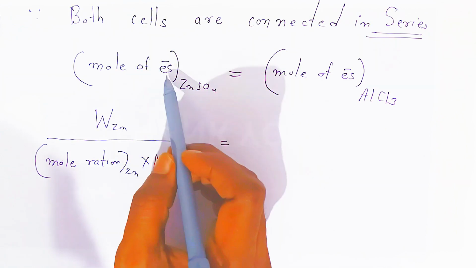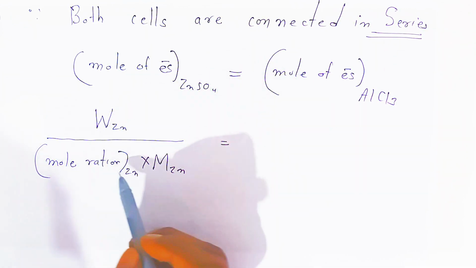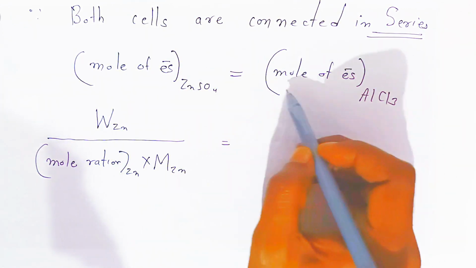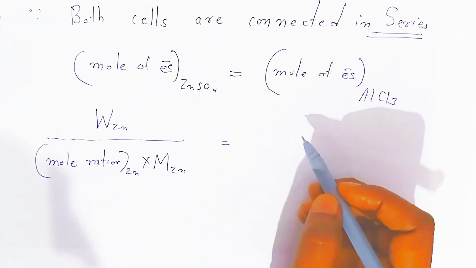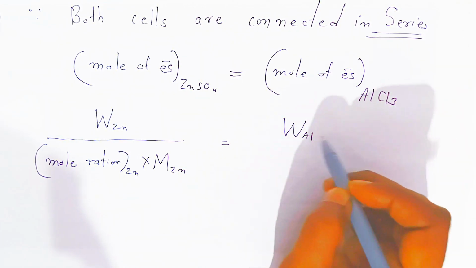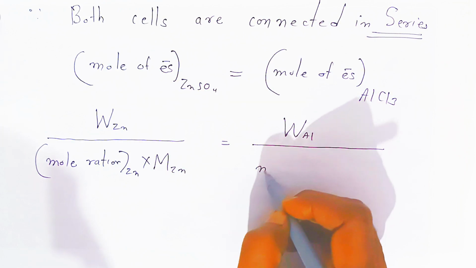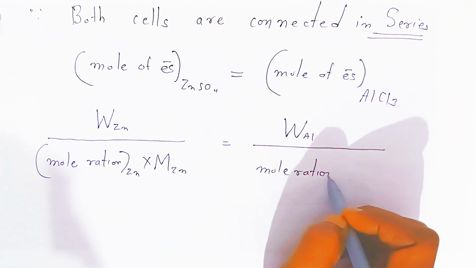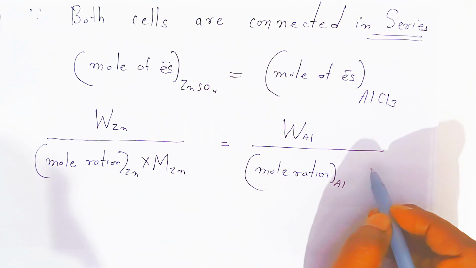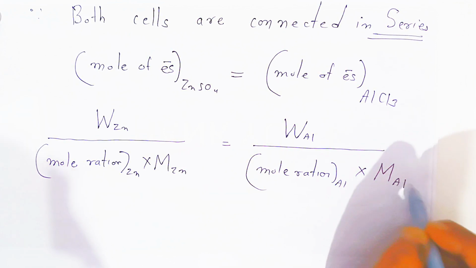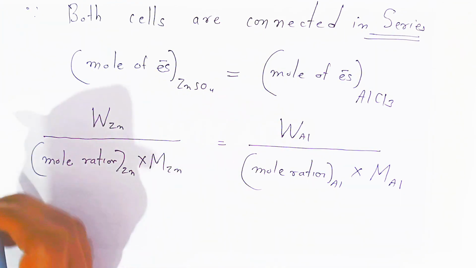So what about the mole of electrons, students? You have to divide weight of zinc by mole ratio into the molar mass of zinc. Same way, students, if you want to find the moles of electrons in aluminum, you should know the weight of aluminum. You have to divide with mole ratio of aluminum into molar mass of aluminum. Okay, students.